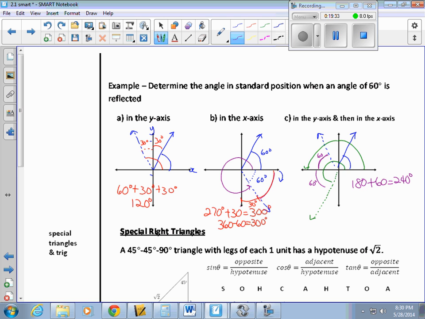The other way to look at it is, okay, I know from my y-axis, this would have to be 30 degrees here. So then I know I'm working with 270 degrees minus 30, which also gives me that 240 degrees. So there's different ways of solving it. Or I could have added it. I could have went 90, 90, 60. Same thing.